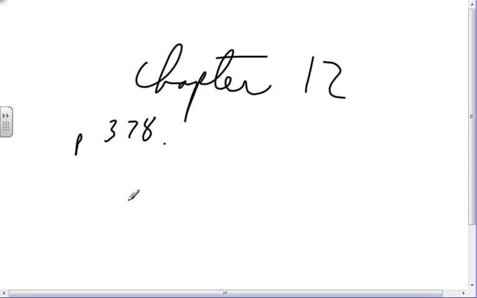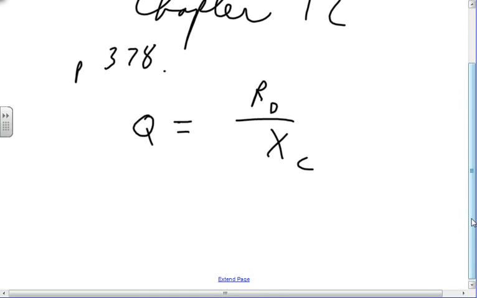Okay, a capacitor has a quality factor Q, and we're going to take the resistance that's part of the capacitor divided by the X of C. So the capacitor is going to have some resistance associated with it, the DC resistance. The DC resistance through something that's open is going to be very big, on the order of megohms. And I'm going to divide that by the number of ohms that I have. So Q is going to be a pretty large number.